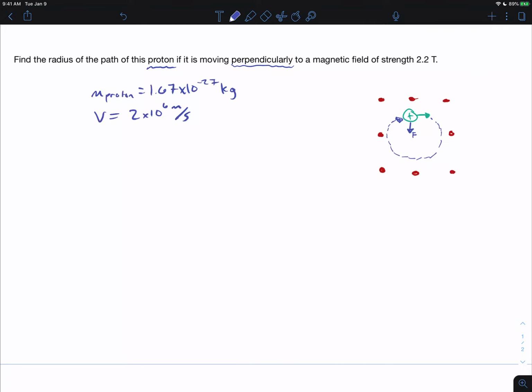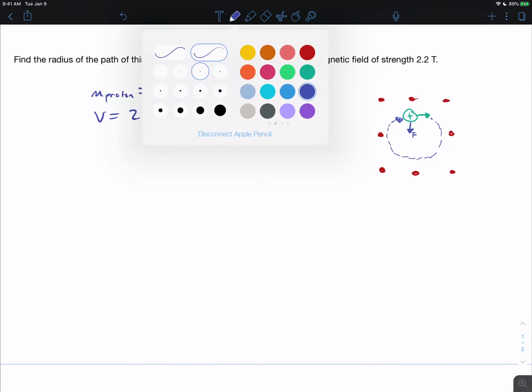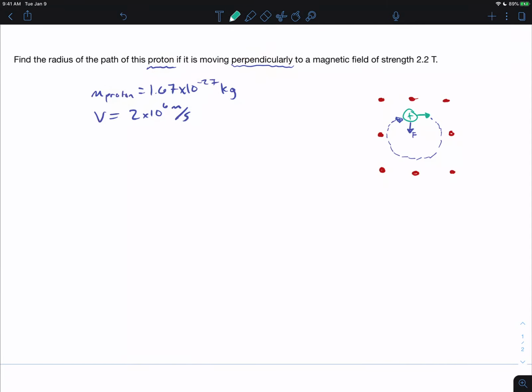So now that it's doing this, I want to know what's the radius of this path right here. How big is this circle that it's going to make? This is another concept that we are going to connect to our Physics 1 mechanics. We know the amount of force that is applied to a charge moving in a field. We have this force right here. We're going to go ahead and write this.